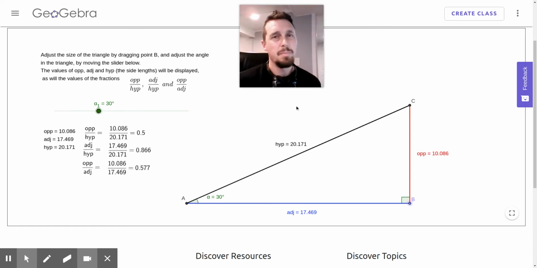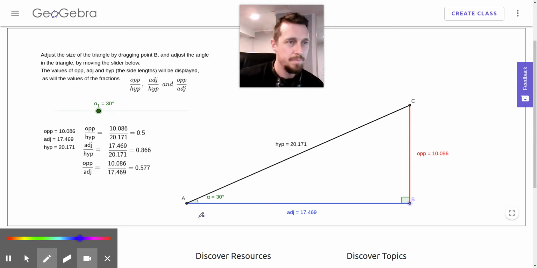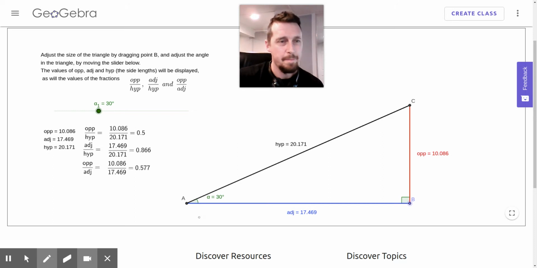Trigonometry just means measuring triangles. How do you measure them? Relative to their angles, right? So trigonometry says, hey, give me an angle, and I will tell you the ratios of the sides.